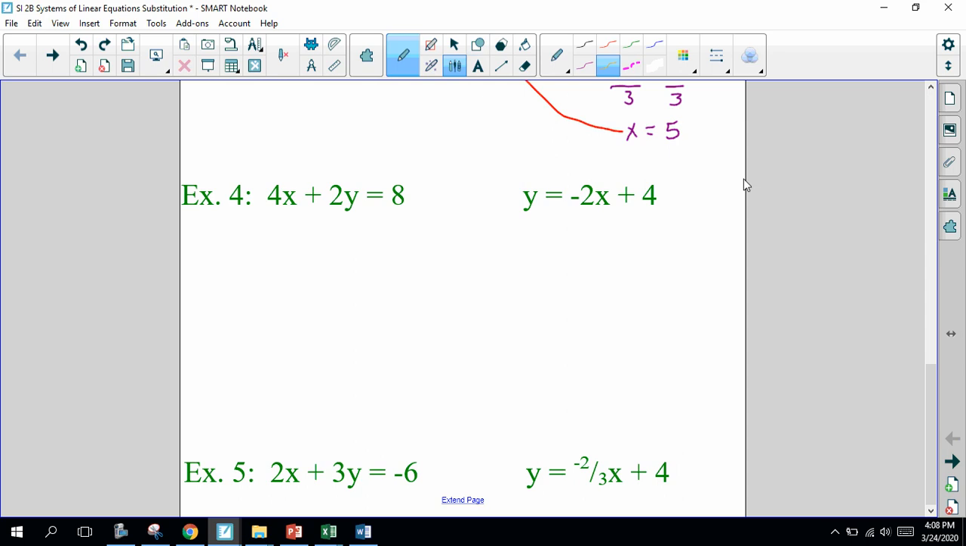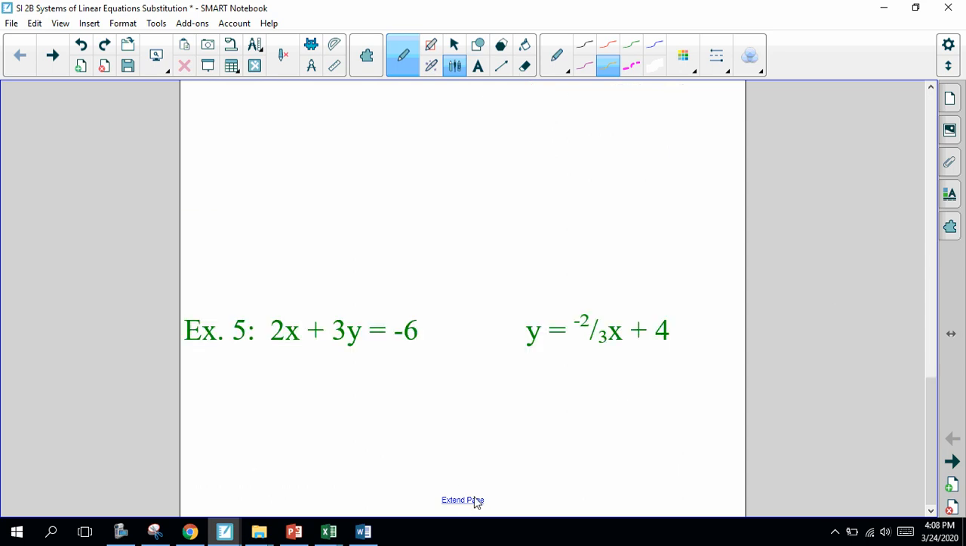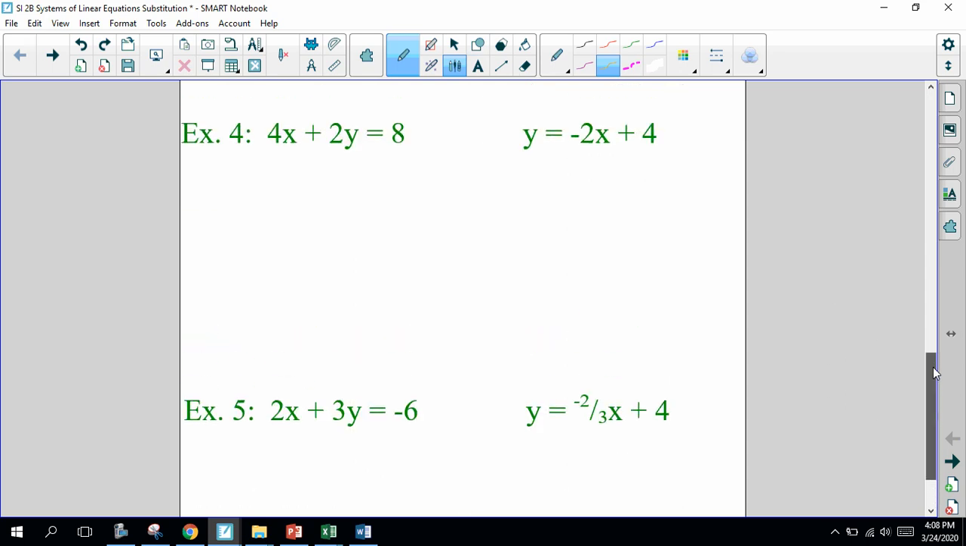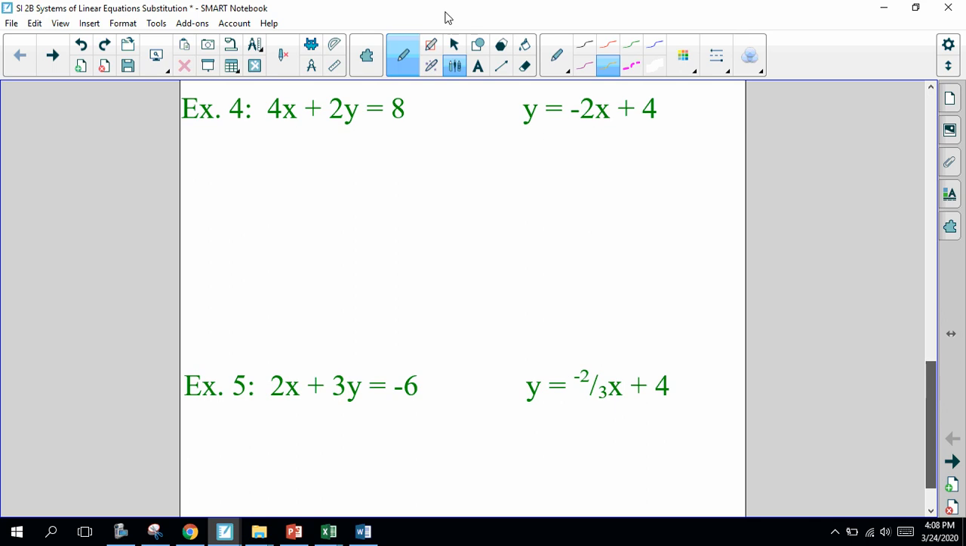All right, example number 4. Much like we've talked about here, we are looking to find a variable by itself. I don't have it in the first equation. It's in standard form. But I do here in the second one. I've got the y by itself. So y is equal to this expression of negative 2x plus 4.